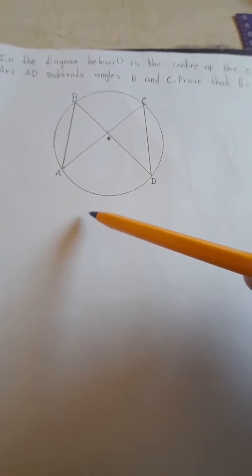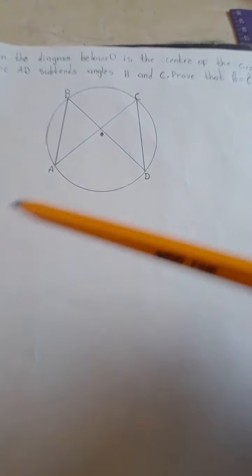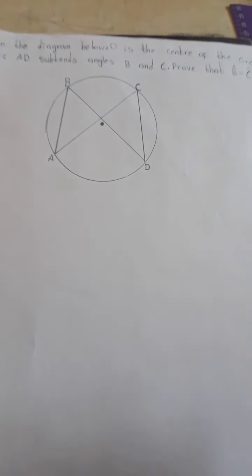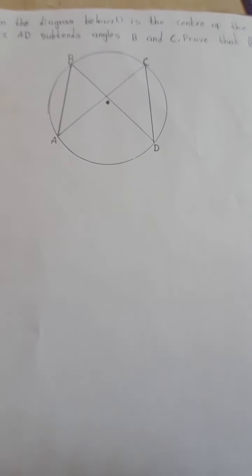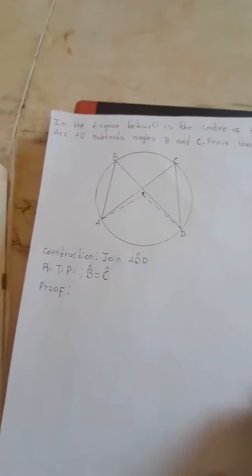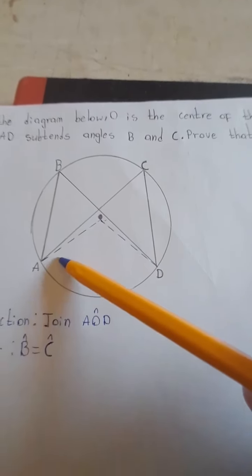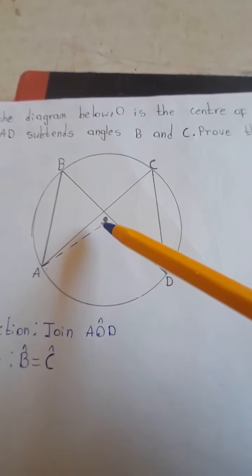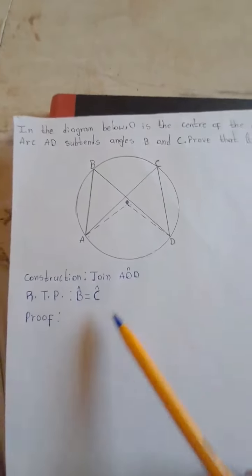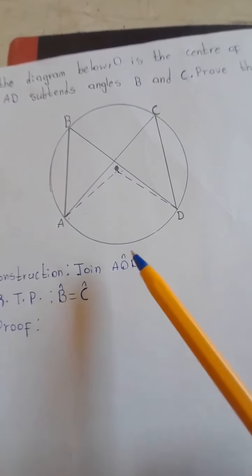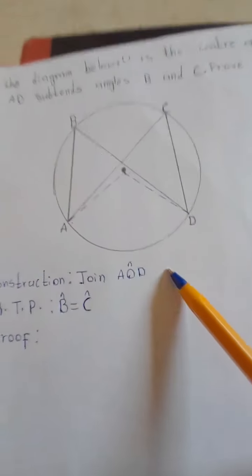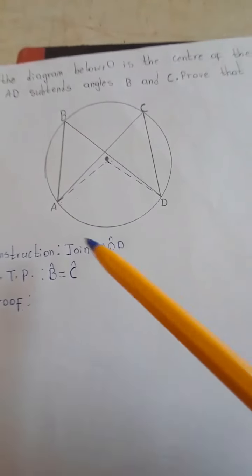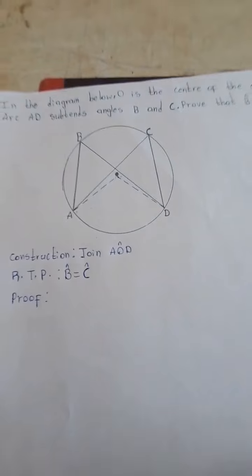Let's prove this theorem. I'm going to make a neat construction, and then unpause the video and explain what I did. Here, what I did is that I drew a line from A to O and from O to D. In my construction, I will say join AOD. I joined AOD here.